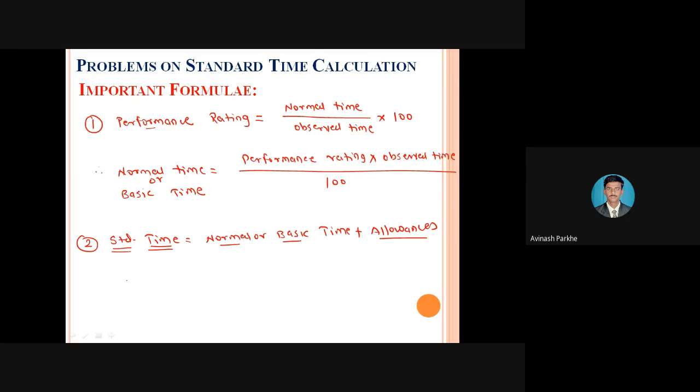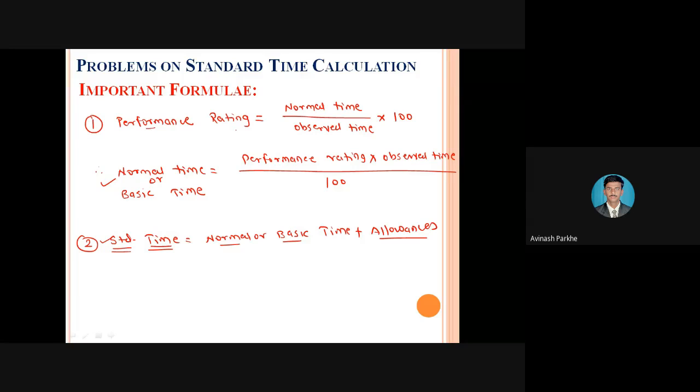So these are the two important formulas. There are only two formulas: one is normal time, another is standard time. By using these two formulas, we can solve any type of problem based on the standard time calculation. I request all the students, please take these two formulas in your notebook. Based on this, some MCQ based questions are also there. Please keep in mind, in MCQ questions, some problems are also asked for the standard time calculation.